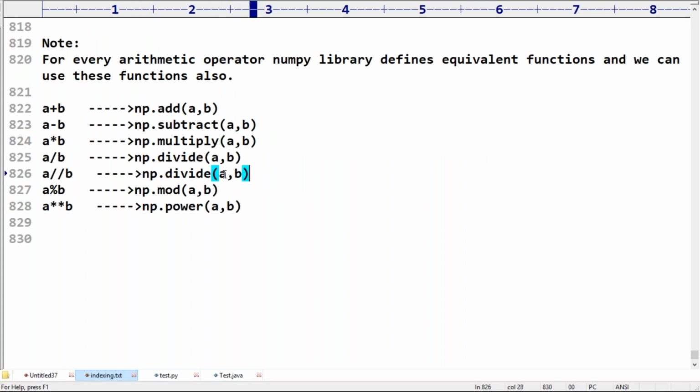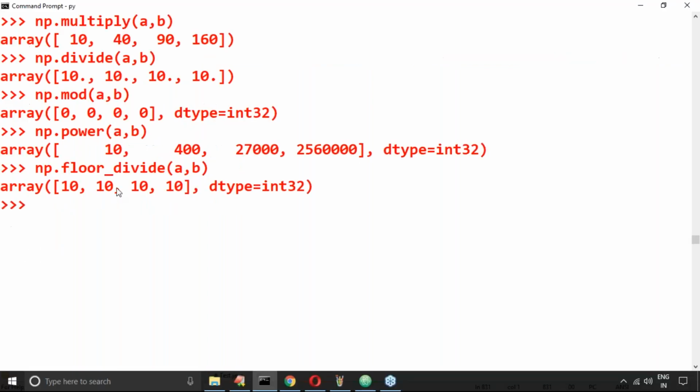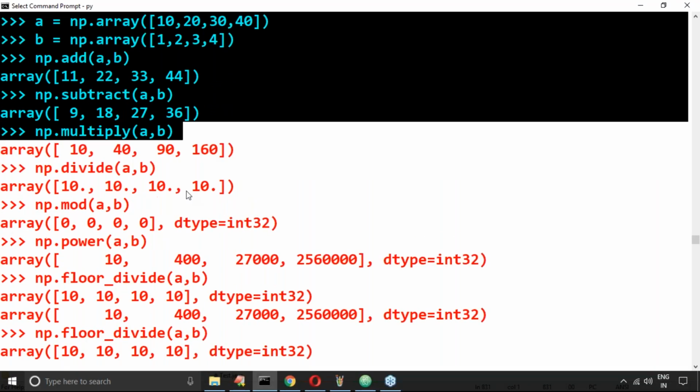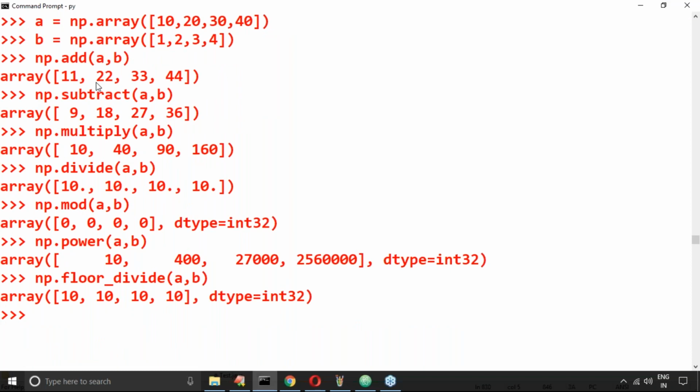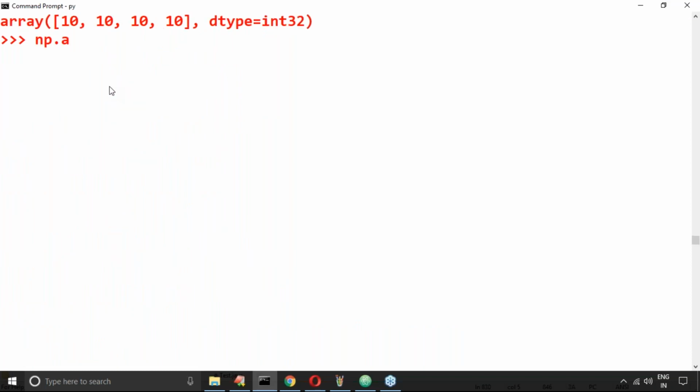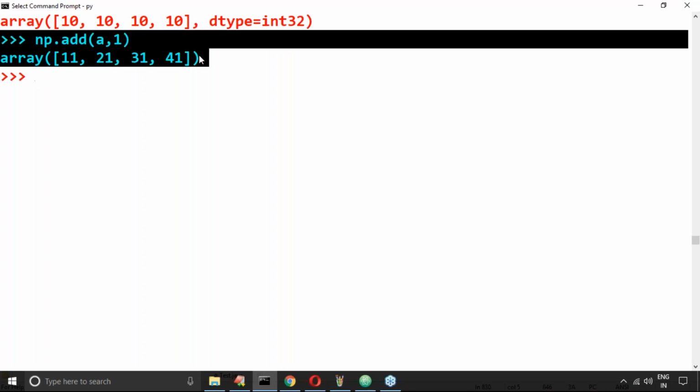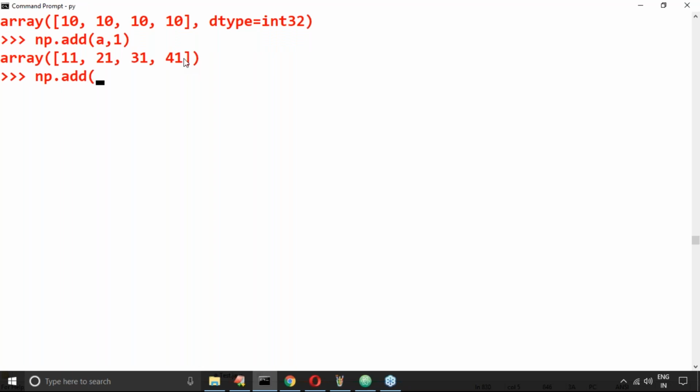Okay, yes, these are the various functions that we have. Floor divide. Okay, now an example. Okay, clear. Now all the functions I used, no problem at all. So now if I take np.add(a, 1), is it going to be accepted or not? Yeah, why not? Have you observed? It is acceptable. Okay, np.add(a) I'm trying to take. Is it acceptable or not?